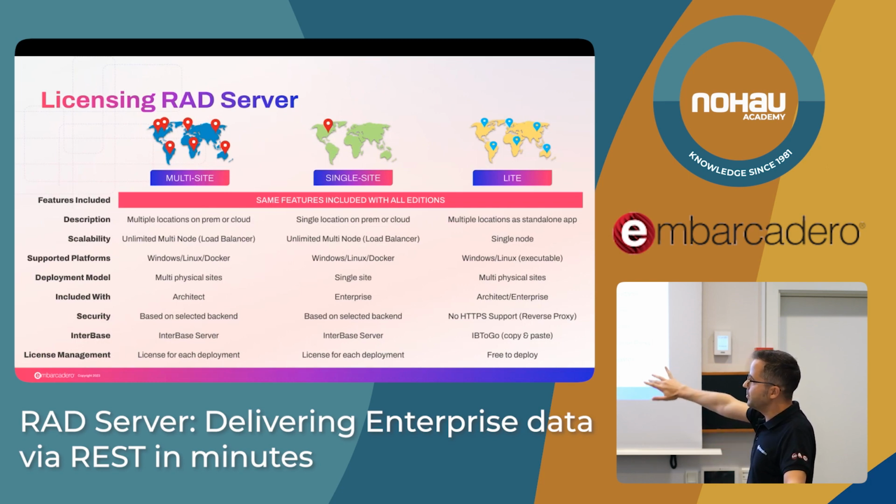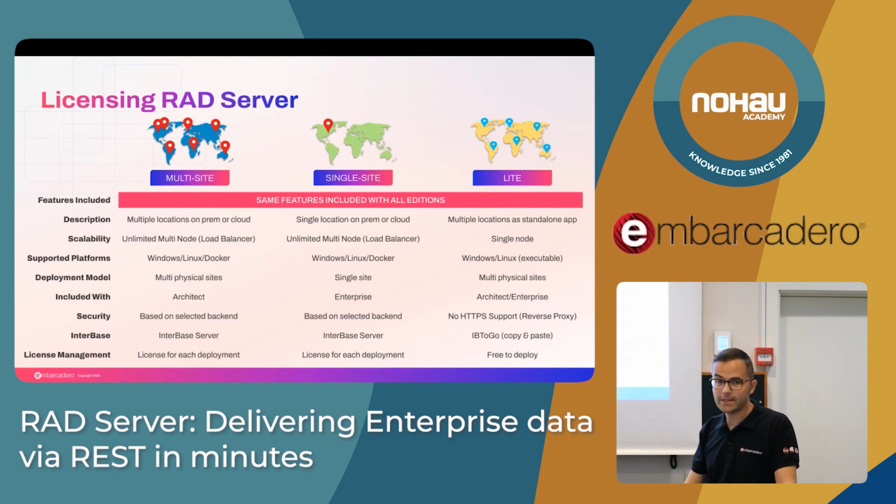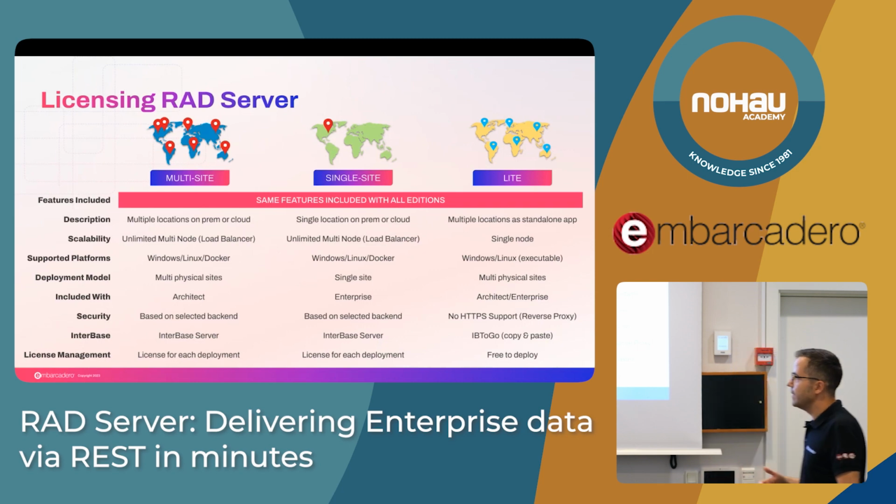The major difference between the single site and multi-site compared with Lite is the scalability, because the Lite is a single node, so you cannot scale it. It's focused on small deployments like 50, 60, 70 concurrent users, which is already quite decent for most scenarios. But if you're going to have, let's say, 10,000 concurrent users, you need to go to the single site or multi-site.